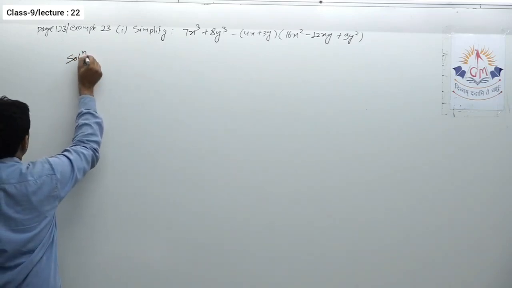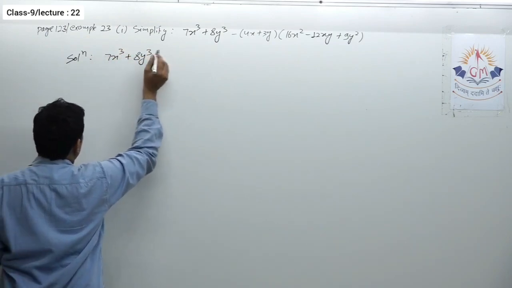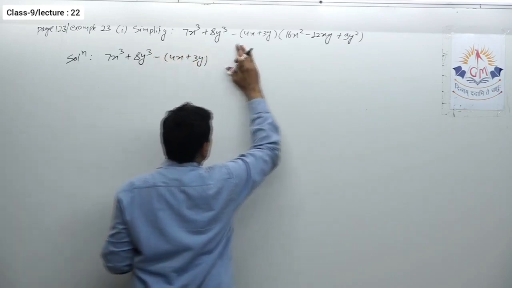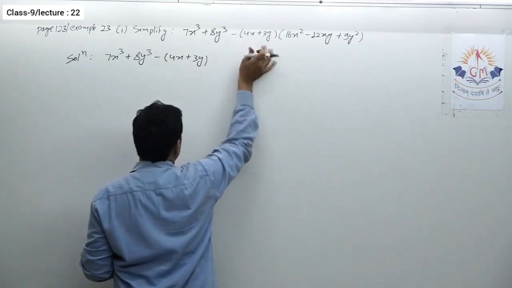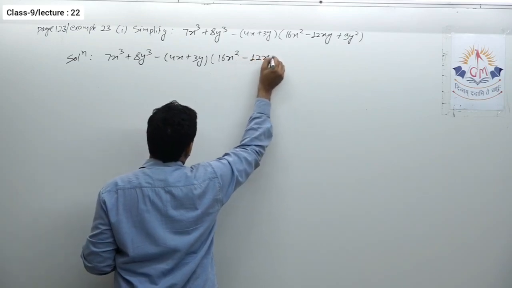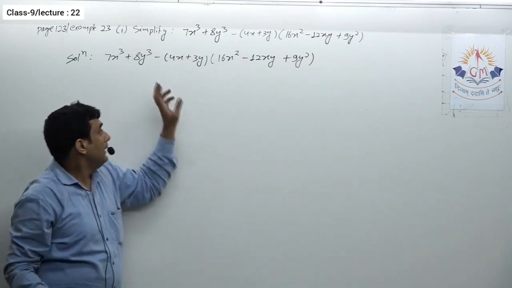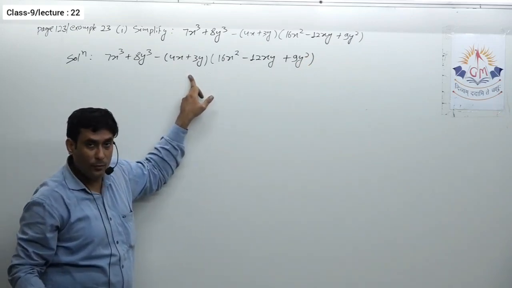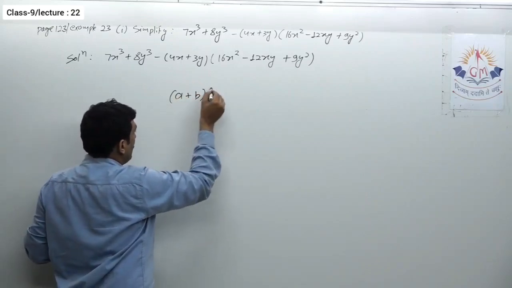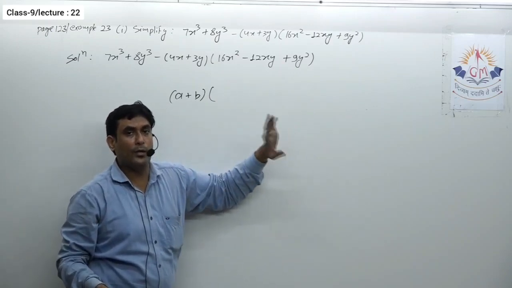Okay, so definitely first two terms remain same. We can't make any change over here. Now the second term, this complete is the second term. It is 4x plus 3y, then 16x square minus 12xy plus 9y square. Just like the previous sum, here you can observe this first term is a binomial. So I'll consider this is a plus b, and then I will check whether the remaining three terms are a square minus ab plus b square or not.